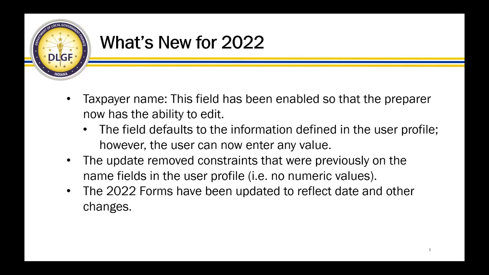The 2022 forms have been updated to reflect the date and other changes. So obviously you would see 2022 on the forms instead of 2021, much like if you were to go to our website and download the forms from our website. And then another change, an example, would be that $80,000 exemption amount change.